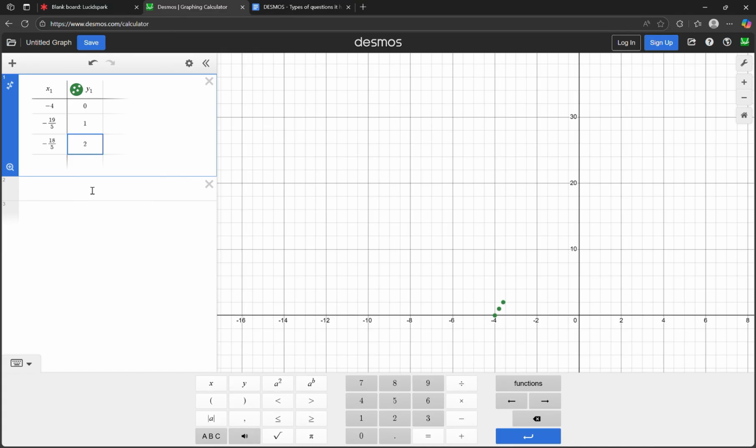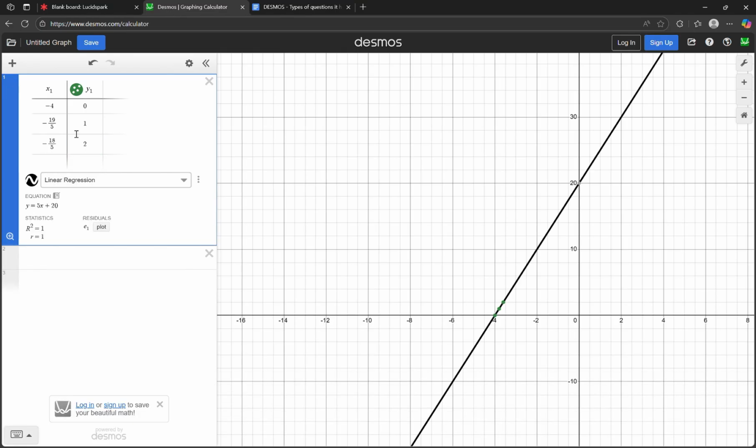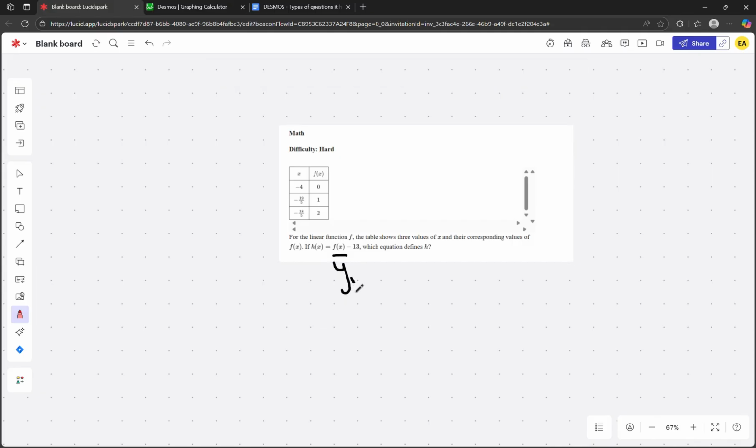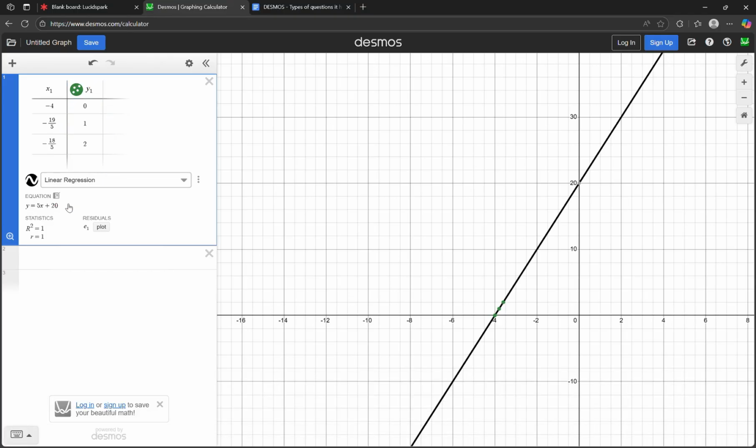And then once again, you're going to go to linear regression. This time there's no variable, so that's amazing. Okay, so now we have our equation. Let's go back and look at what it's asking us. Okay, so over here it says f of x, but we are going to call that y1 when solving, and that's this right here and this right here. So this equation represents f of x.